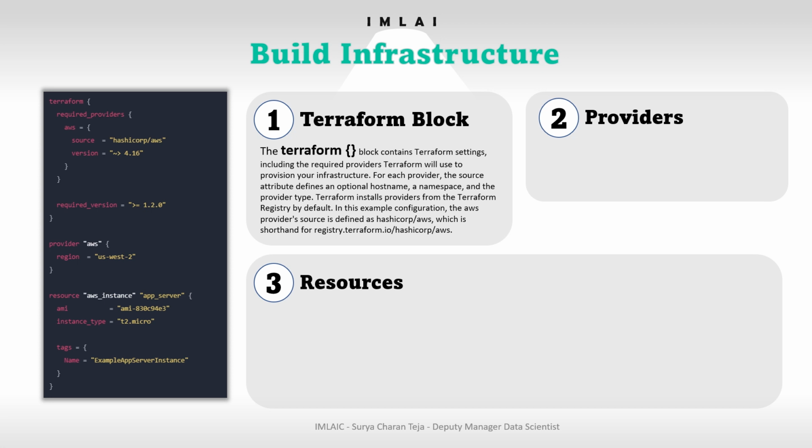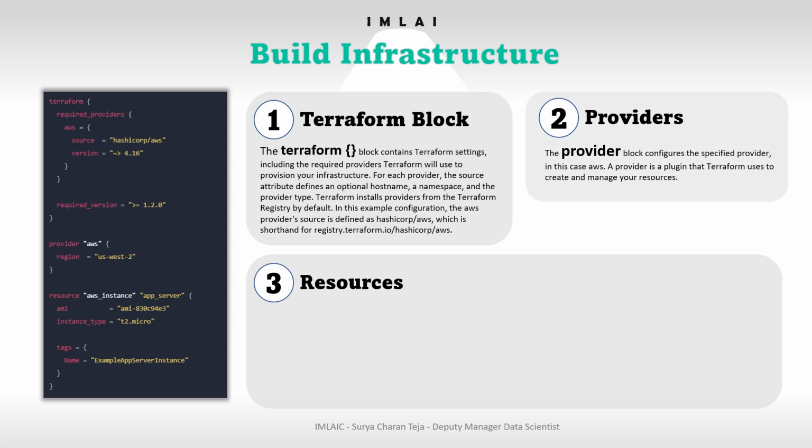So the version attribute here is a required version, and here you can see the source. The version attribute is optional, but we recommend using it to constrain the provider version so that Terraform does not install a version of the provider that does not work with your configuration. If you do not specify a provider version, Terraform will automatically download the most recent version during initialization.